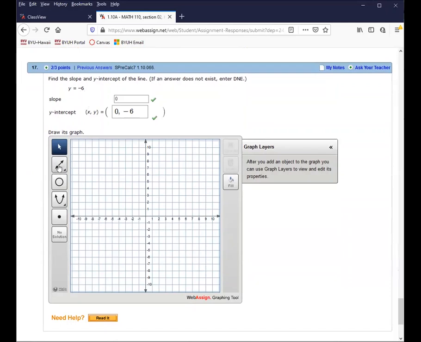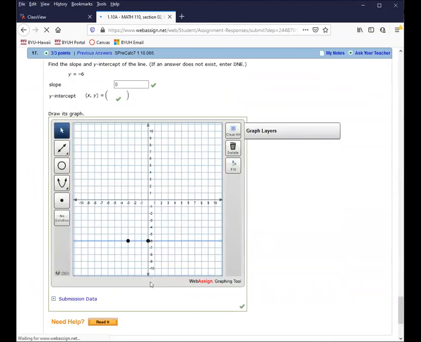So slope is 0, y-intercept is (0, -6). It's a horizontal line. So here, you can start with the y-intercept, (0, -6). But really, you can choose any 2 points along this horizontal line. You can choose that one there. I've already chosen the y-intercept, so I'll choose that one there. And that should give you the correct answer.